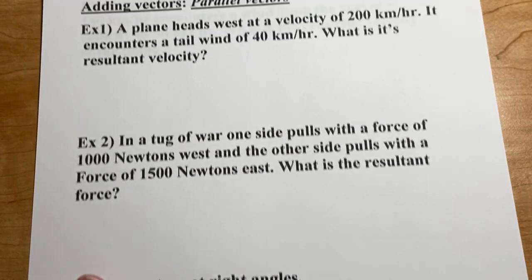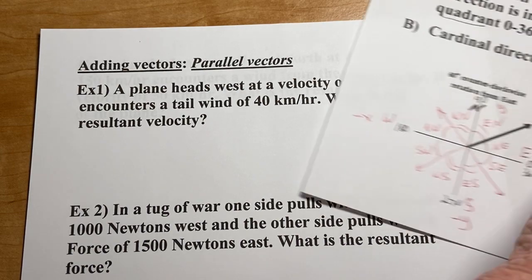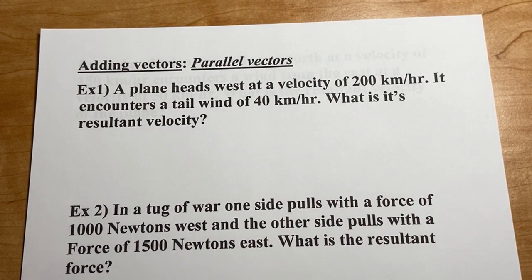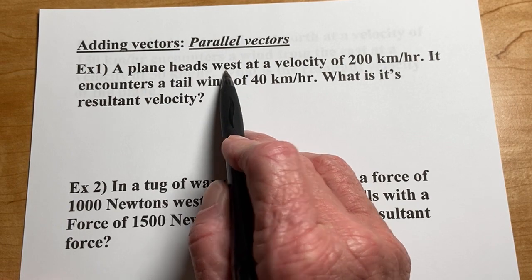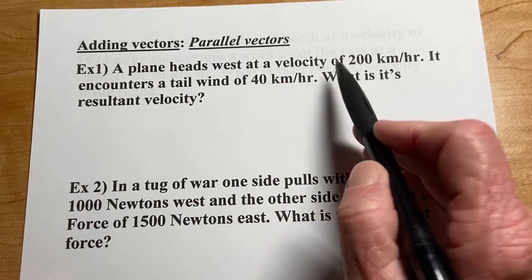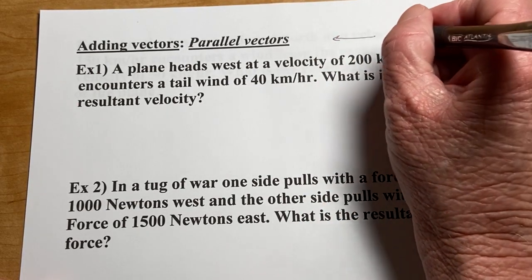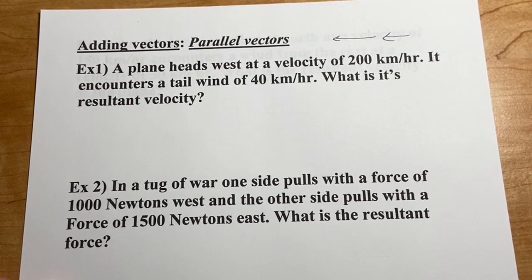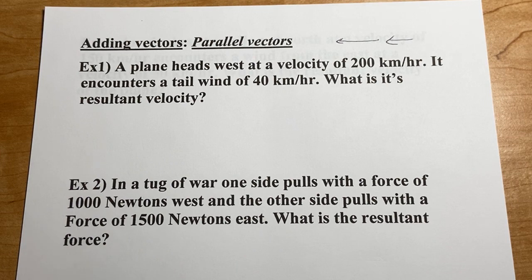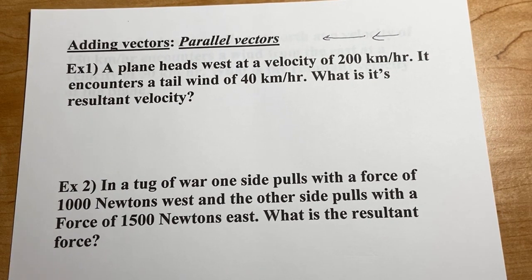Okay, so how do we add vectors? So we're going to start with sort of the easy stuff first. Why not? Okay, a plane's going to head west at a velocity of 200 kilometers per hour, it encounters a tailwind. So what's a tailwind? Here's my plane going west, and a tailwind pushes at the tail. Guess what? They're both west. Now, the drawing method, which we're not doing to scale because we're not all in the same place, but generally speaking, we can at least sketch a picture.